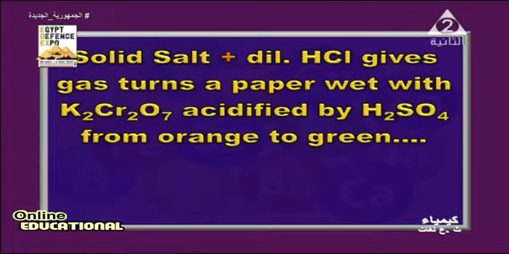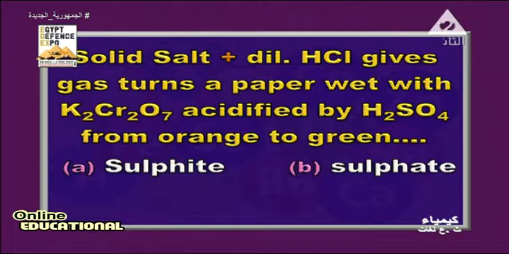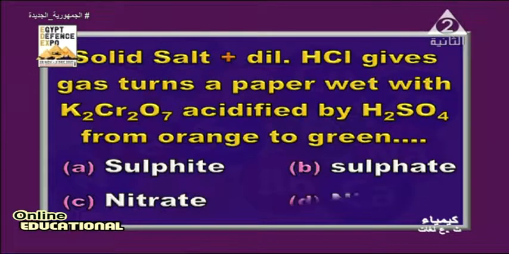Solid salt plus dilute hydrochloric acid gives gas that turns paper wet with acidified potassium dichromate by sulfuric acid from orange to green. Is it sulfite or sulfate or nitrate or nitrite? If you think about it, yes, the answer will be sulfite. Next point.